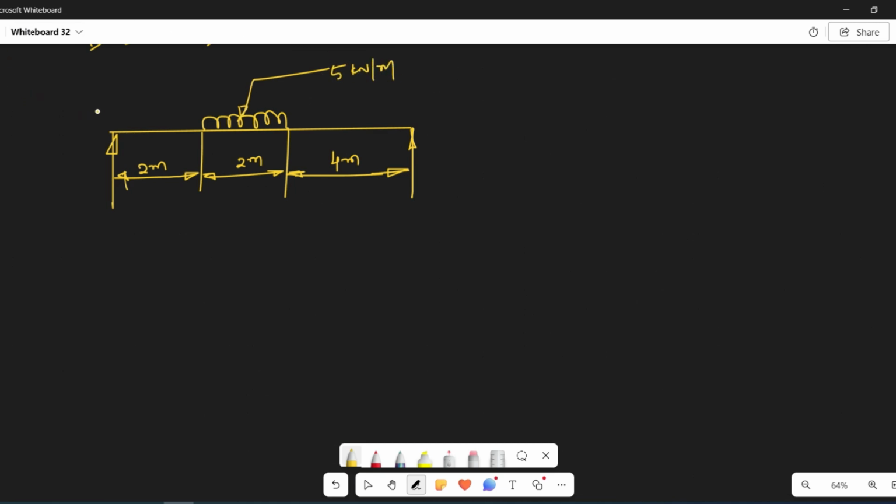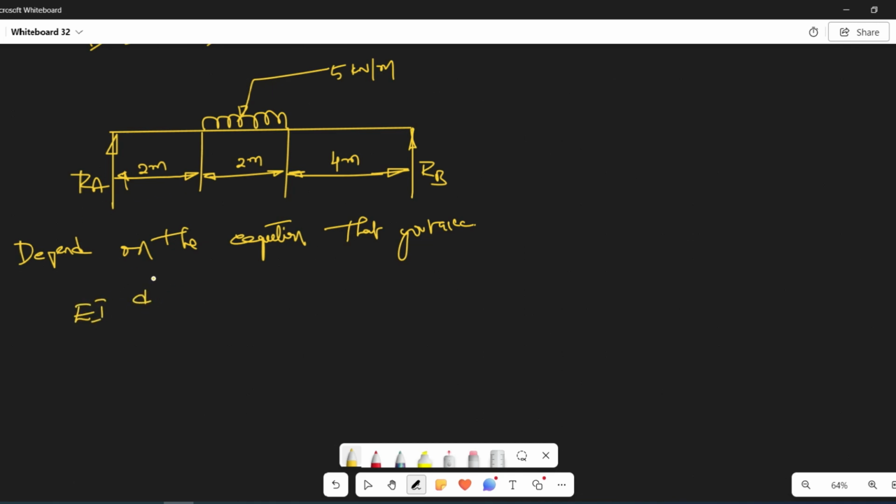For these problems, I am telling you, they all depend on the equation that you take. If you take the wrong equation, the problem is a waste of time. Anyway, the equation that we will be using is M by EI equal to d square y by dx square. We are going to use the bending moment equation for this.